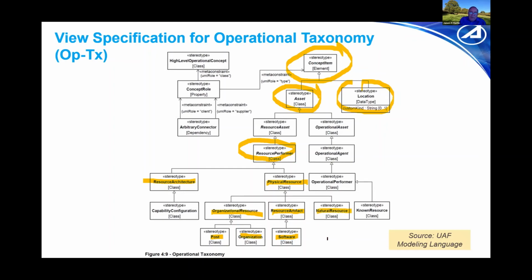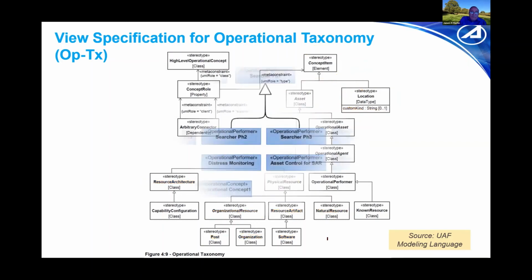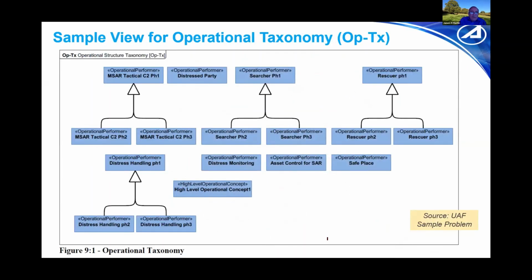Another kind of resource is a natural resource. Here's a sample view for the operational taxonomy, showing your command and control performer, your distressed party, your searchers, your rescuers. Then they show that there's a different kind of rescuer in phase 2 than there is in phase 3. In other words, the phase 2 rescuer and phase 3 rescuer probably have new and improved capabilities and new things they can do operationally.